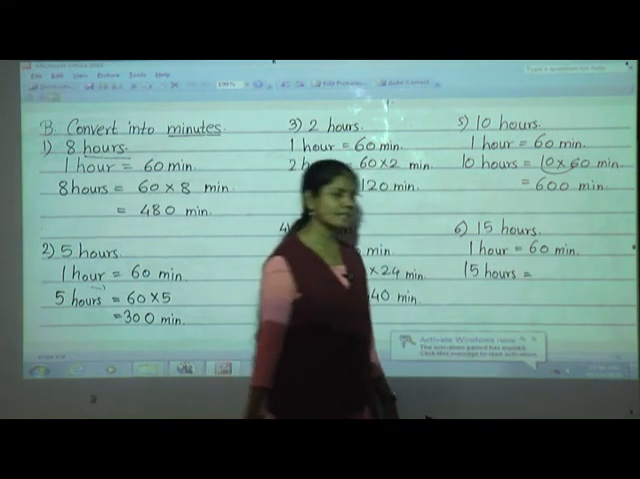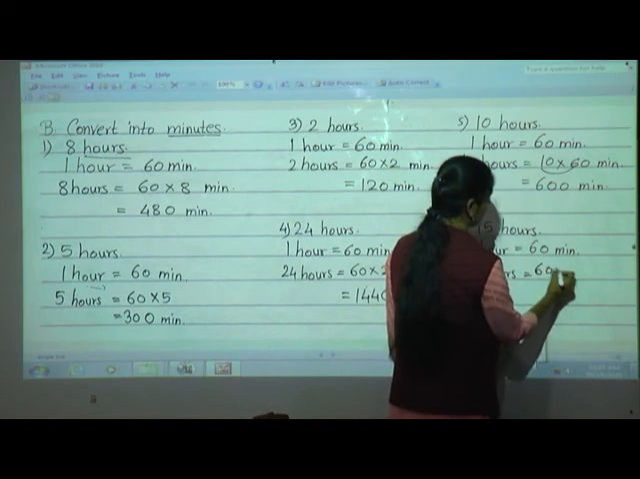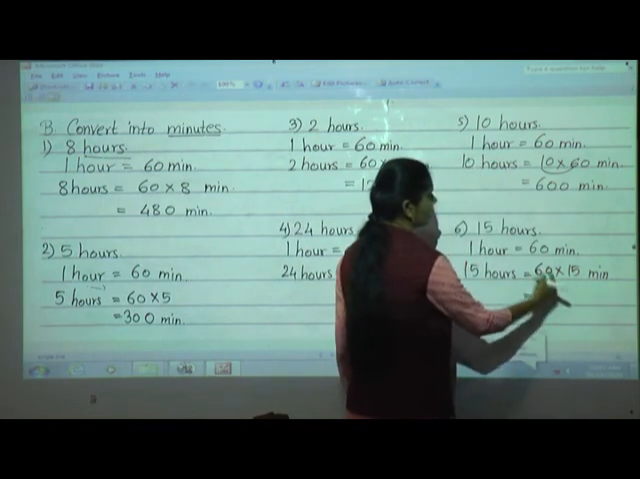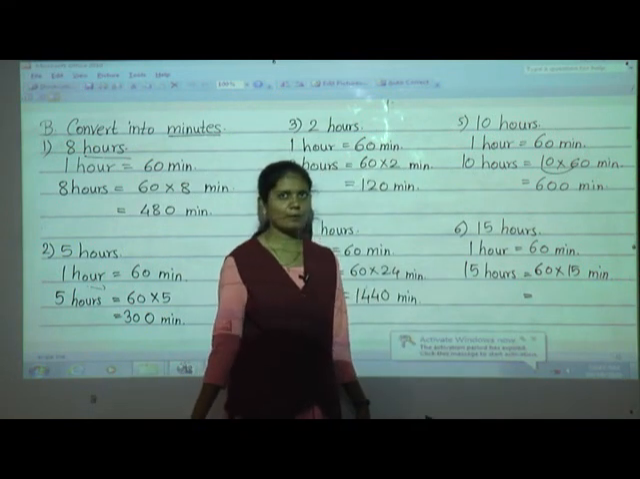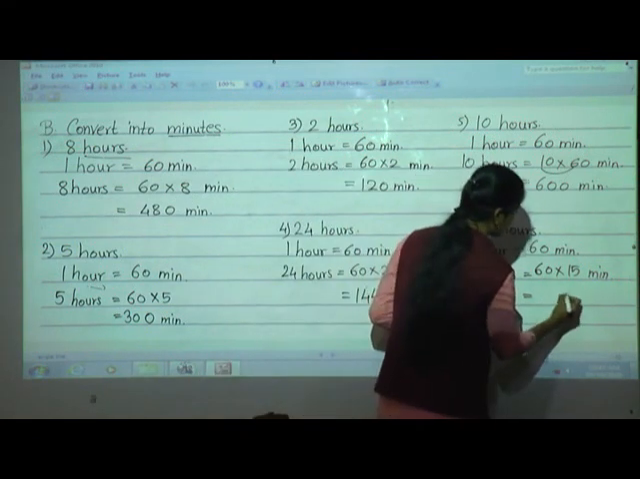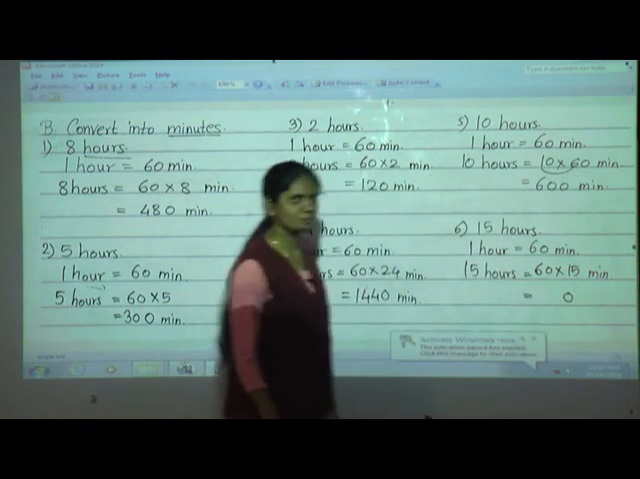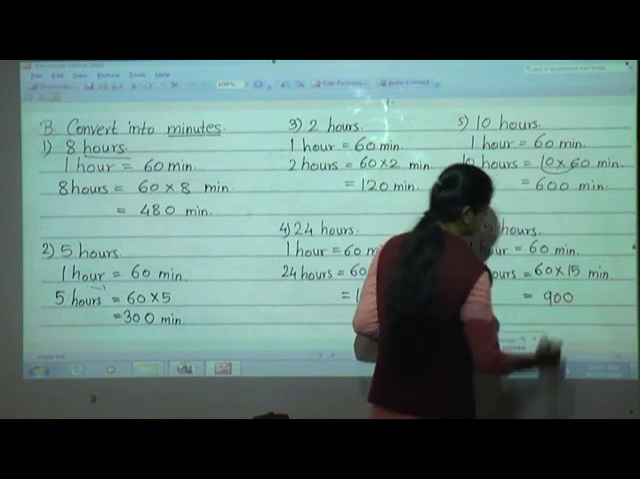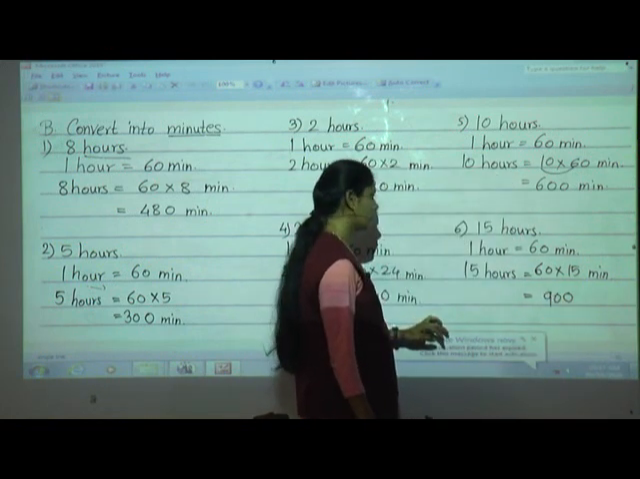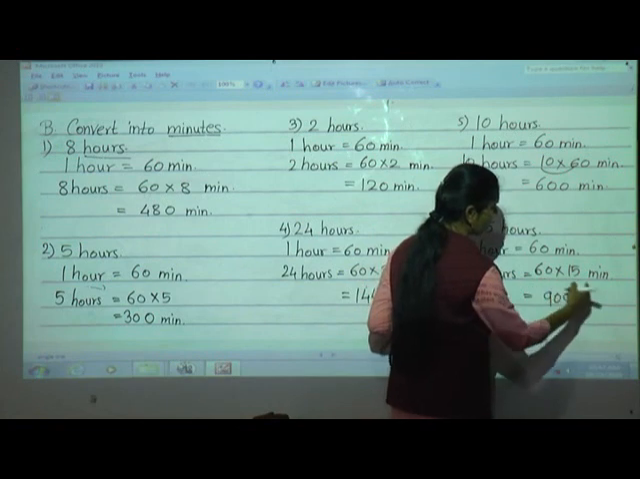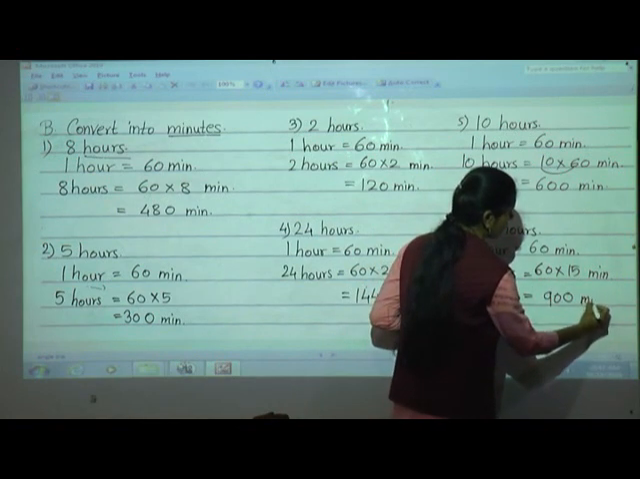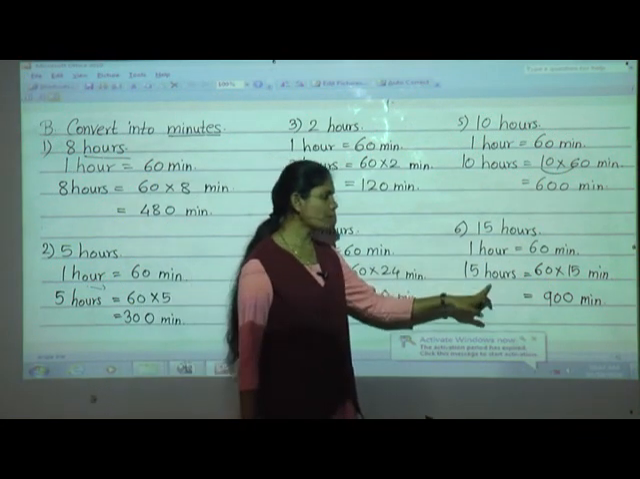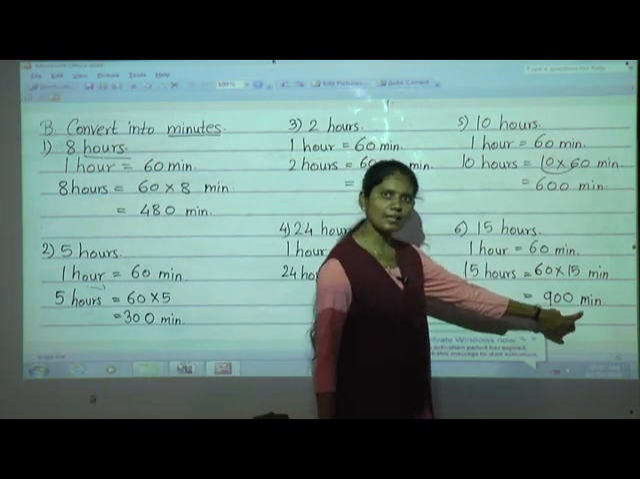15 into 60. Now do the multiplication. 15 into 0, you know the table of 15 now, okay? So 15 into 0, 0. 15 6s are, yes, 90, correct. 15 6s are 90. So 60 into 15 is equal to 900 minutes, okay? So 1 hour is equal to 60 minutes. So here 15 hours is equal to 900 minutes.